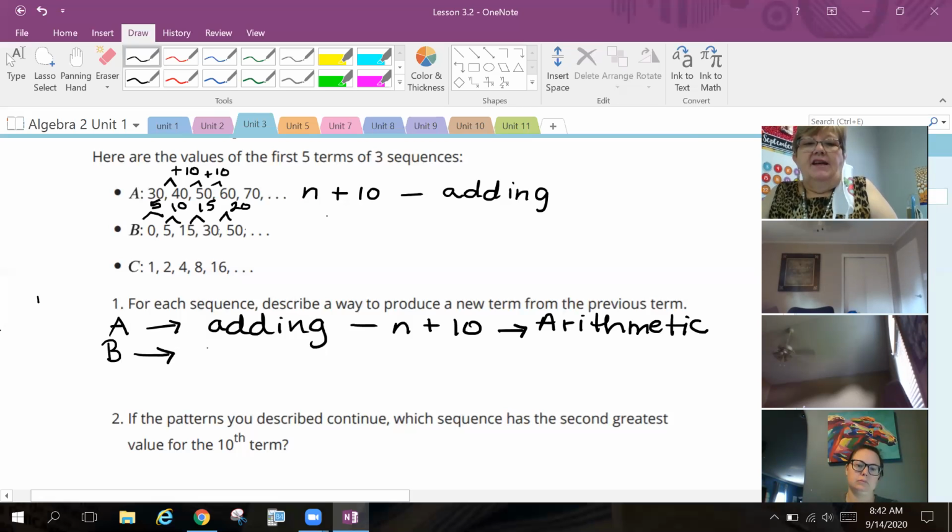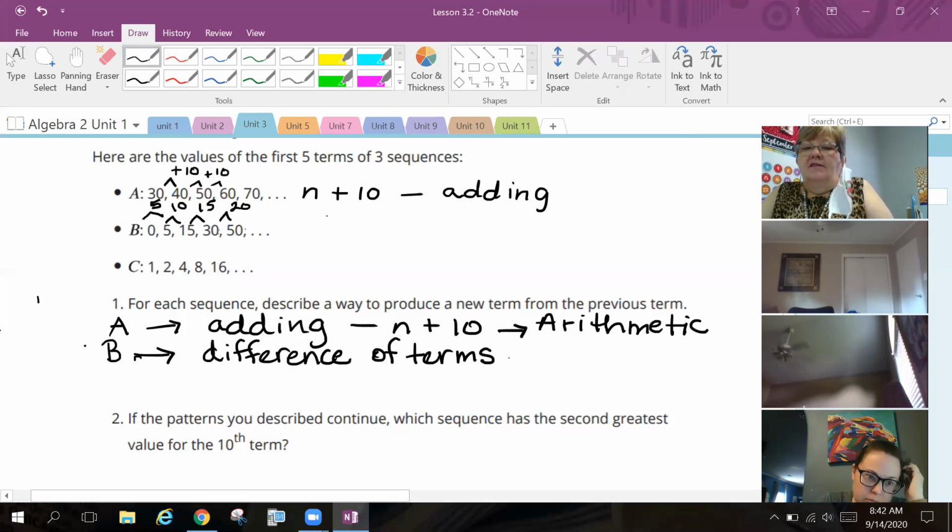So basically, it's the previous number plus the difference plus 5. So the next number being added would be 25, wouldn't it? So it's the difference of terms plus 5. How do you write that in an equation? Okay, so our next question: would that be a sequence?